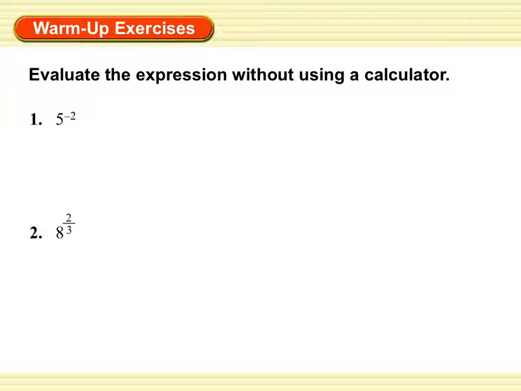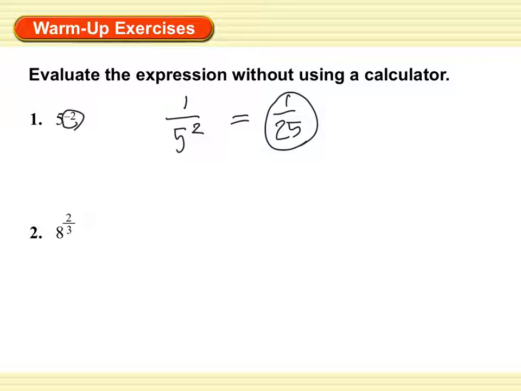Evaluate the expression without using the calculator. So we need to remember our exponential rules. When we have anything negative, that means we want to make it positive and put it in the denominator. And then we can go ahead and square the 5 and get 25.